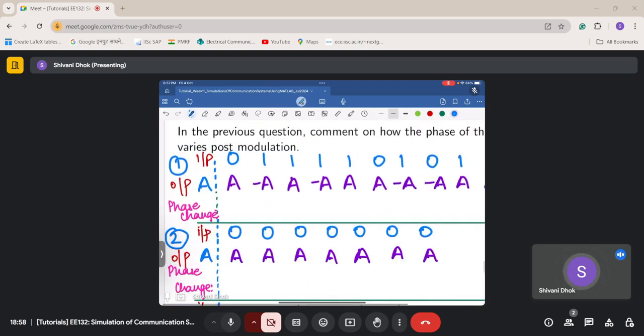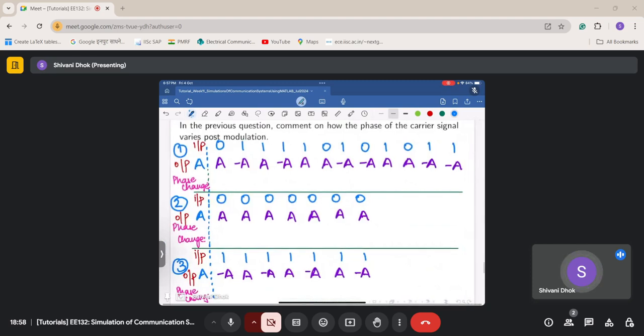Let's start with the first part. So in the first part, what we had was, first we had a 0 and the initial voltage level was A, and since we saw 0, there was no phase change, so it was 0 phase change. Then we saw a 1, then there was a pi radian phase change. Then again we saw a 1, then again we had a pi radian phase change. After that, we again saw a 1, again we have a pi radian phase change.